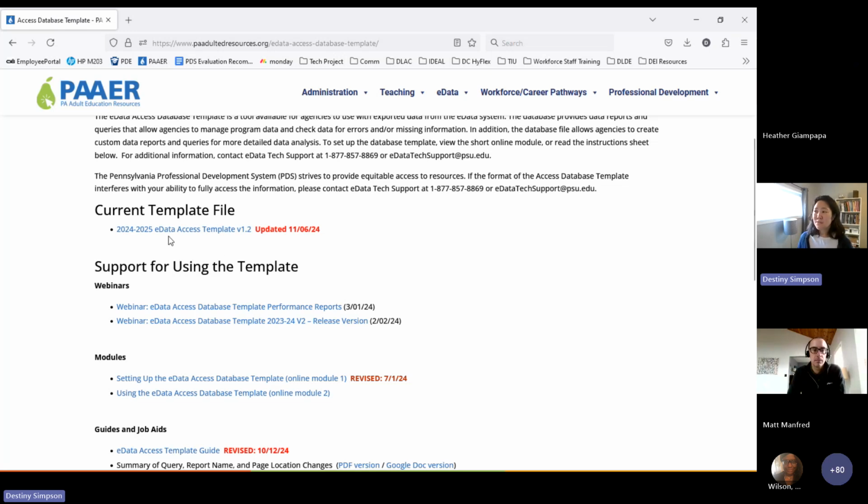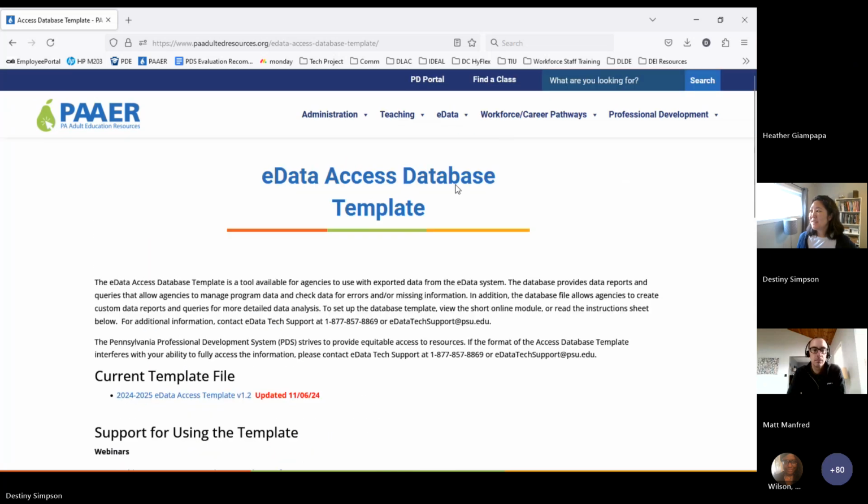So the most current file is always available here. As the year goes on and there's updates to it, you'll find that the list gets kind of longer. But the way that you can tell and make sure either you or your eData specialist is using the most current version is to look for this V at the end. And Matt always includes the date that it was updated. So that'll help you make sure you're using the most current version of the eData Access database template.